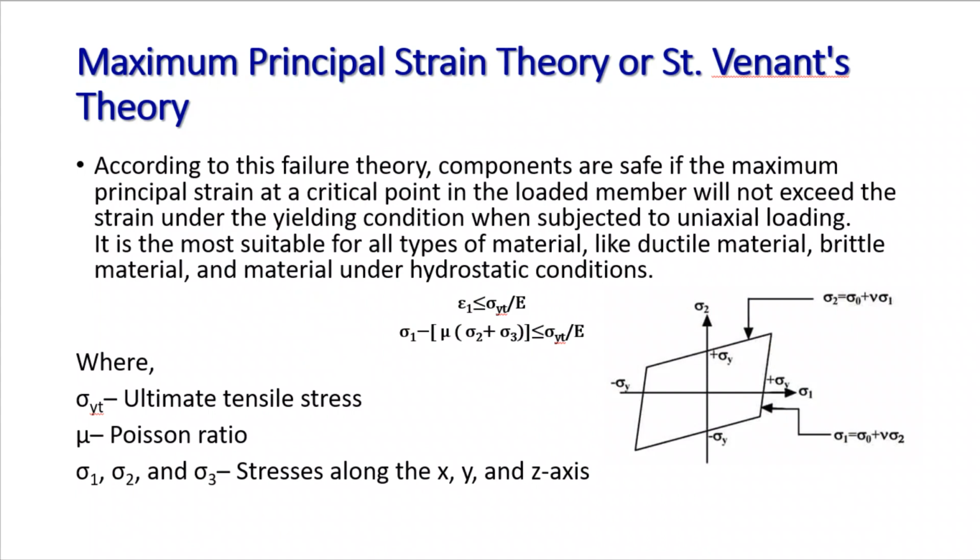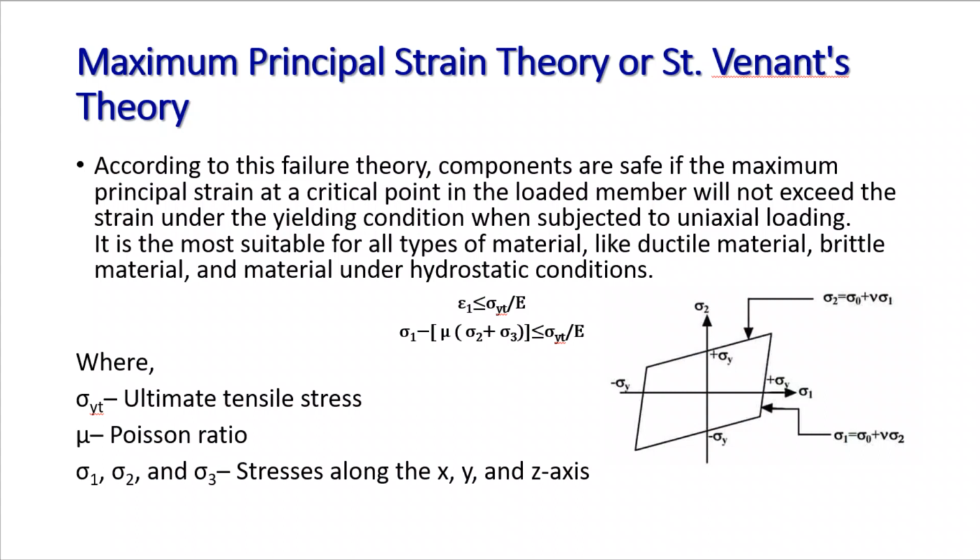Next theory is the maximum principal strain theory, or Saint Venant's theory. According to this theory, the components are safe if the maximum principal strain at a critical point in the loaded member does not exceed the strain under the yielding condition when subjected to uniaxial loading. It is clear here that we are considering our component of interest as principal strain.